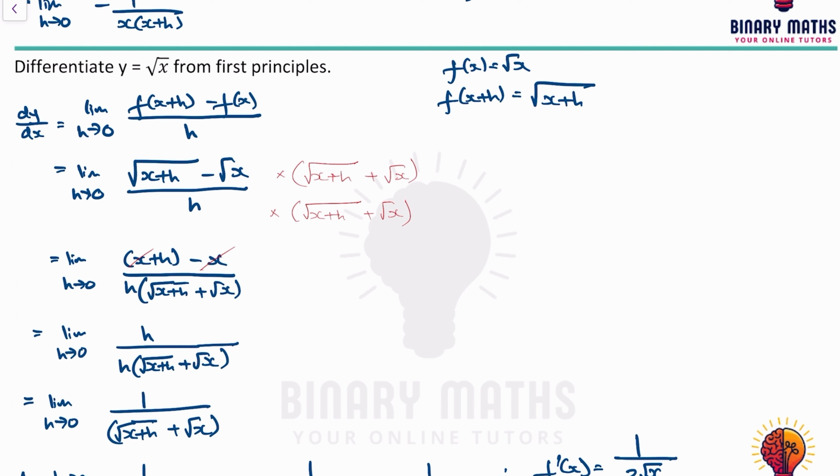which is the same thing as writing a half, because you've got a half there, x to the power of negative a half, because root x in the denominator, and root of x is x to the power of a half, so negative a half, x to the power of negative a half. So that's the answer in index form.